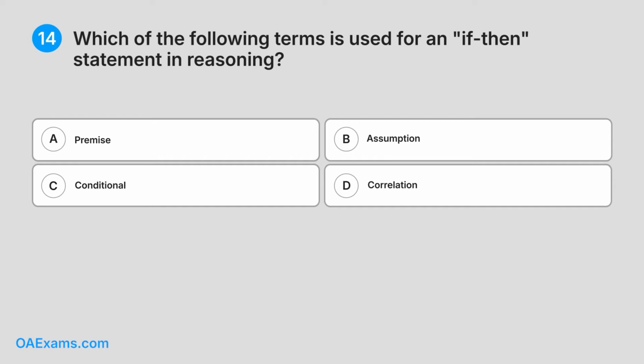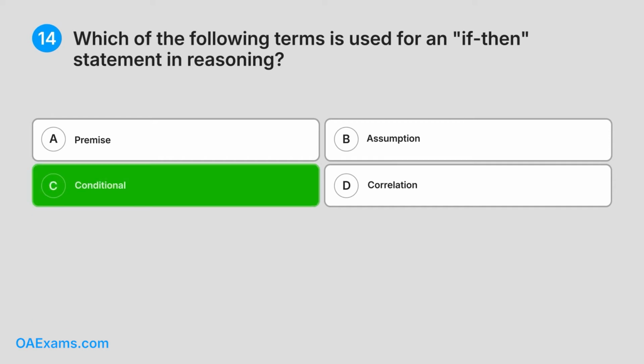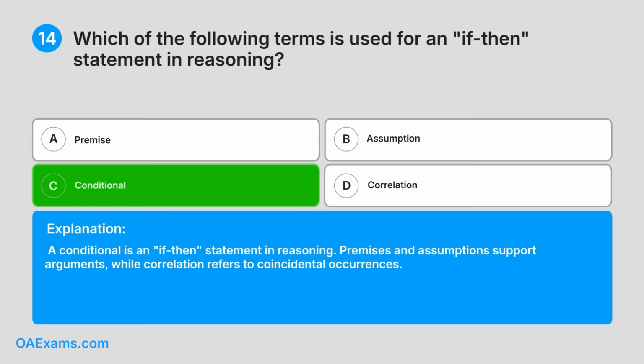Correct answer. C. Conditional. Explanation. A conditional is an if-then statement in reasoning. Premises and assumptions support arguments, while correlation refers to coincidental occurrences.